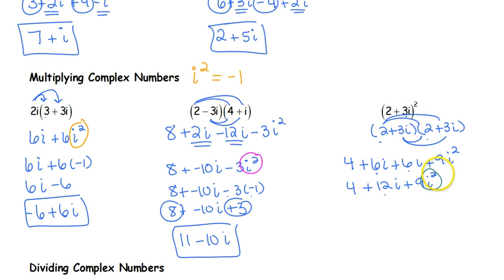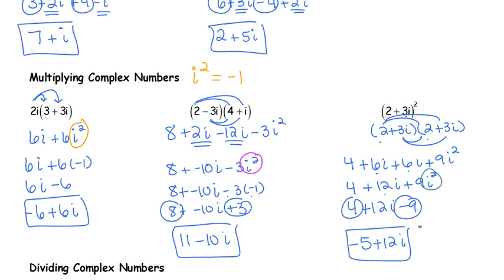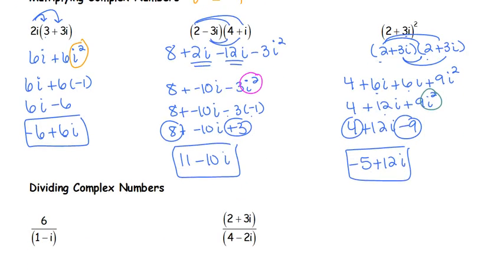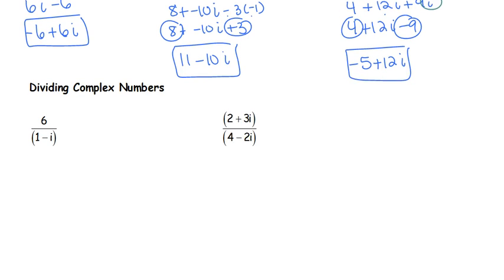And we can't forget that i squared there is really a negative 1. So 9 times negative 1 gives you a negative 9. Combine our like terms. Negative 5 plus 12i. Hopefully you are not too tired yet, because here comes the doozies.